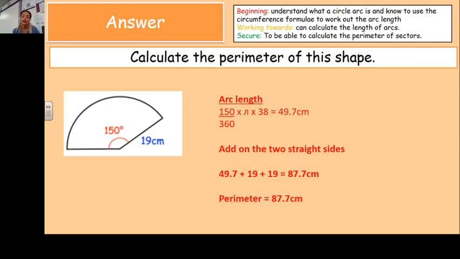The second one then, guys, so again, to work out the arc length, you've got 150 degrees out of a possible 360. So it's 150 divided by 360 times pi times the diameter, which would be 38 because it's double 19. So your arc length is 49.7. Don't forget to add on the 2 straight sides. So it's 49.7, add 38, which is 87.7. So your overall perimeter, guys, is 87.7.